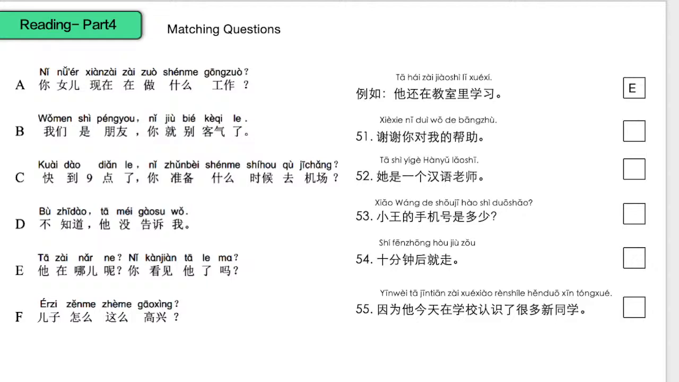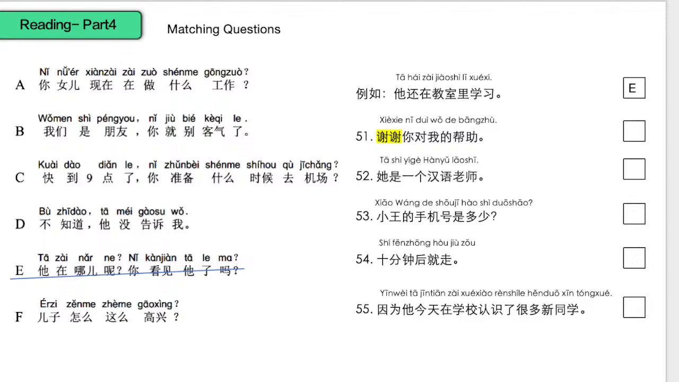他还在教室里学习, he's still in the classroom studying. And so E, we know that is the answer. Let's remove E from the beginning. Now we have A, B, C, D, F. Let's look at them one by one. Okay, 51. 谢谢你对我的帮助。Here the keyword is 谢谢. So it's answering, it's an answer.